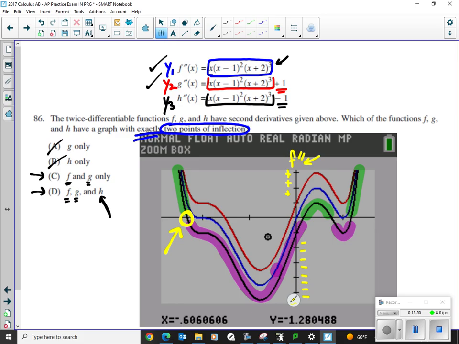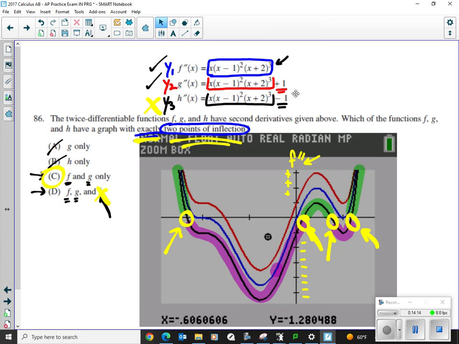1, 2, 3, 4 times. If it said at least 2, that's fine, but it says exactly 2. So H, we're not picking. Our answer is C. It's just F and G that have exactly 2. That's a really good problem.